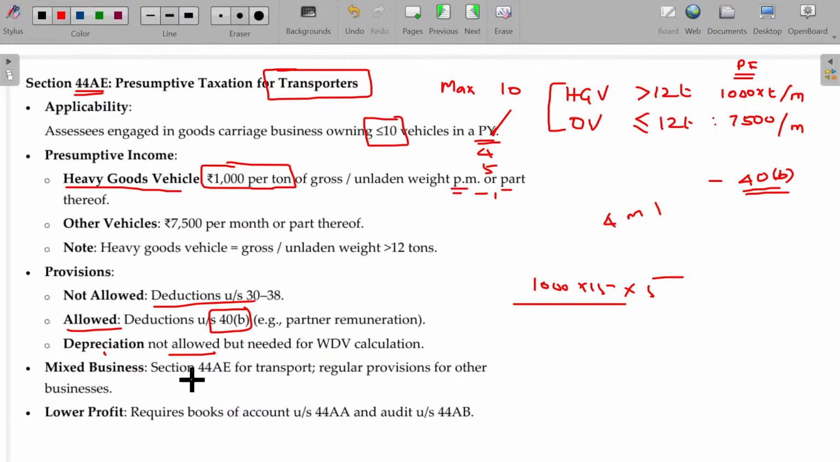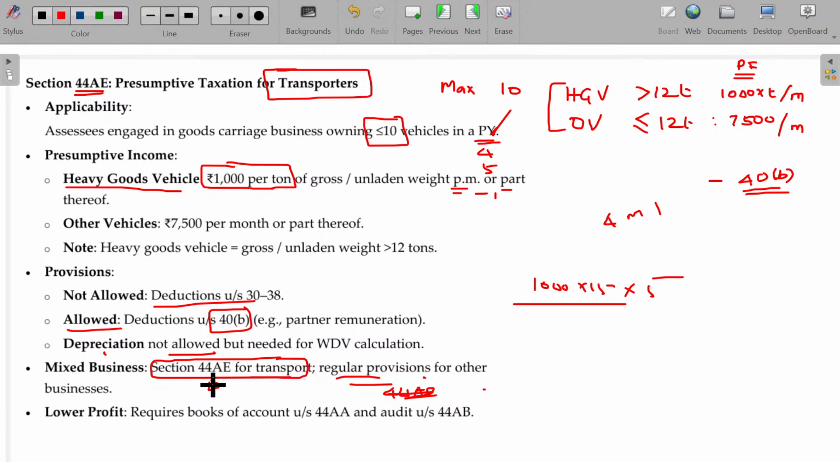And if you have a mixed business, transport and regular business, what you can do, sir? For transport, section 44AE is applicable. For the regular business, you can use other methods of calculation. Probably, if you are involved in trading activity, you can go for 44AD. Or if the turnover in this business is more than 3 crores or 4 crores, then you can go for regular audit of this one. For this, 44AE is applicable separately.